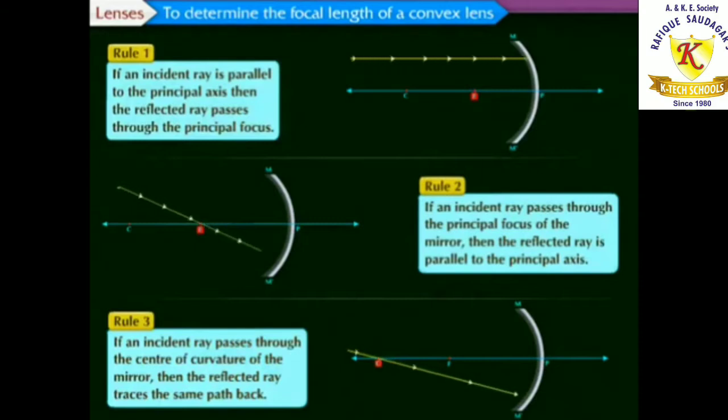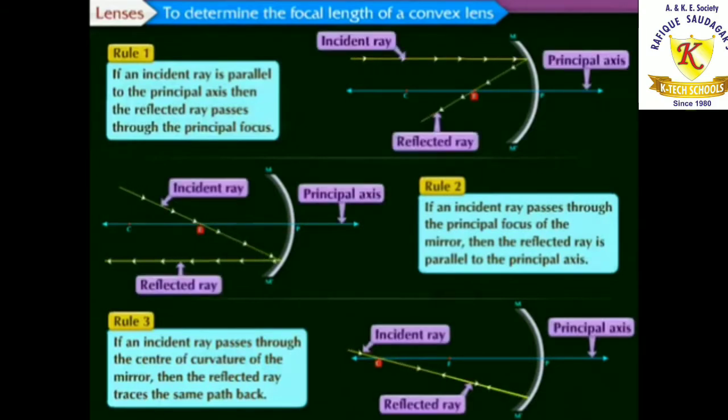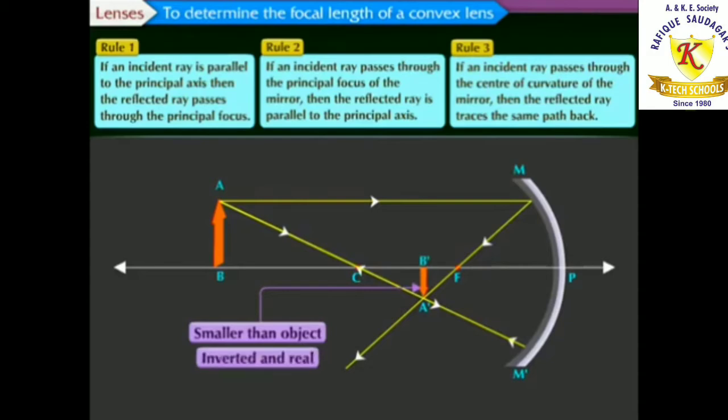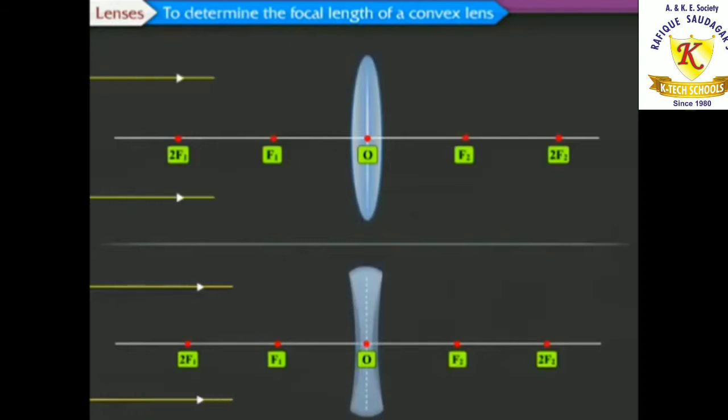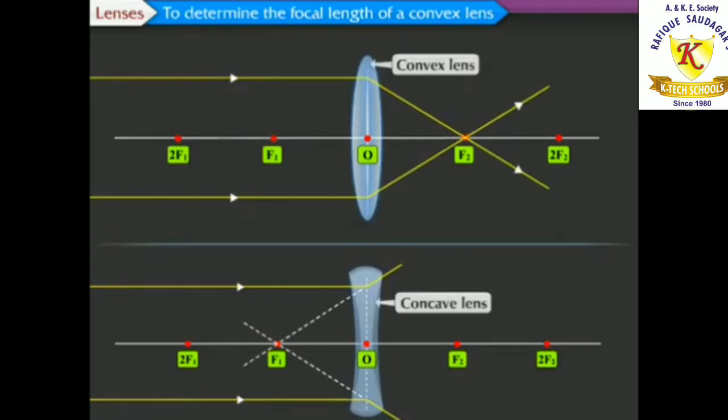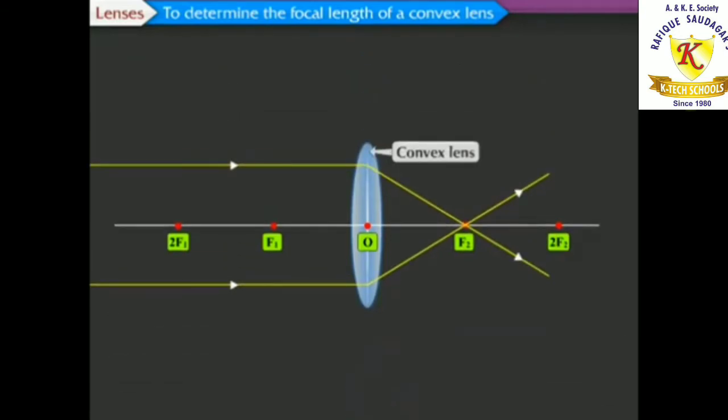In our previous standards, we have learned rules for drawing ray diagrams for spherical mirrors. One can obtain the position, size and nature of the image with the help of these diagrams. Similarly, we can obtain the image formed by lenses with the help of ray diagrams. Now we will be learning images formed by a convex lens.